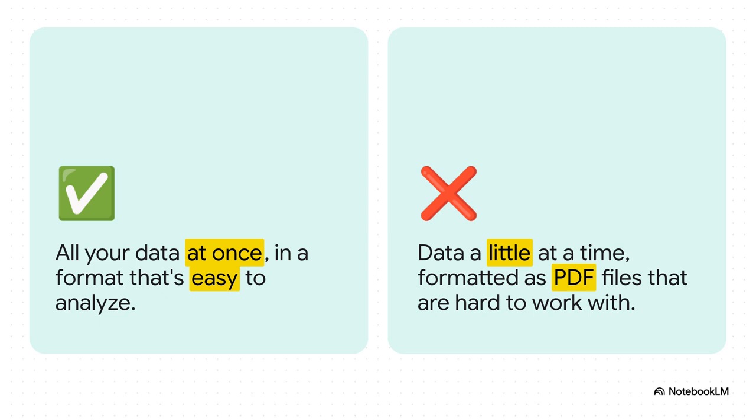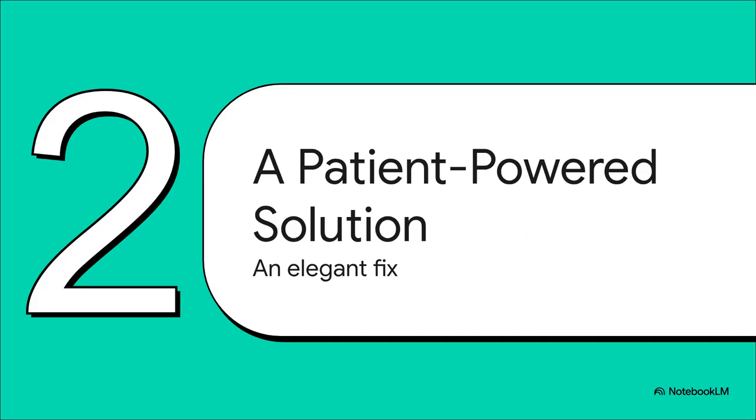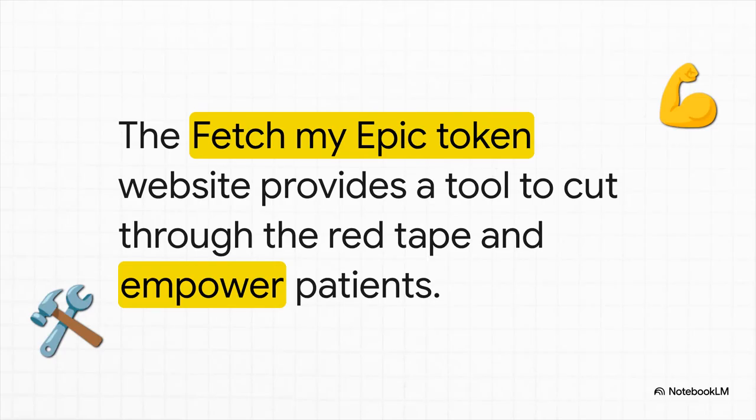But what do you get? You get this slow drip of information, one piece at a time, usually as these clunky PDF files that are just a total nightmare to do anything with. But you know, sometimes that frustration is exactly what leads to a really smart solution. And in this case, it's a tool built by patients for patients to solve this exact problem. So what is it? It's a website, a tool called Fetch My Epic Token. And its whole purpose is to just slice through all that red tape and put your data right back where it belongs, in your hands.